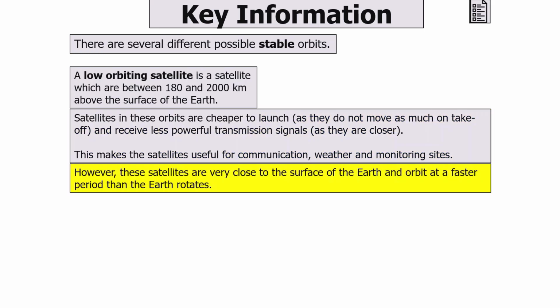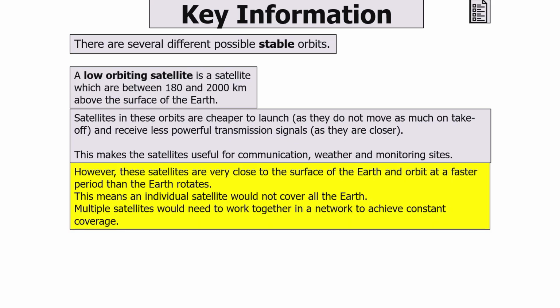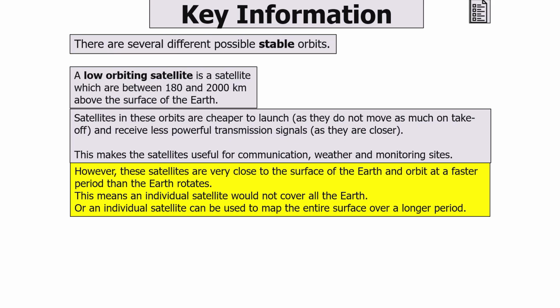However, these satellites are very close to the surface of the Earth and orbit at a faster period than the Earth rotates. So this means an individual satellite would not cover all of the Earth. So multiple satellites would need to work together in a network to achieve constant coverage. Or what we would say is that an individual satellite could be used to map the entire surface of the Earth over a much longer period.